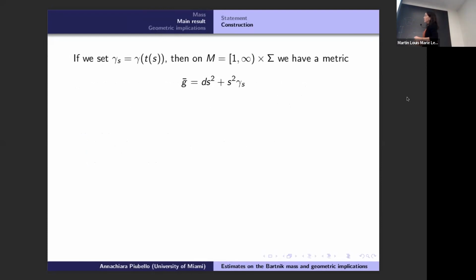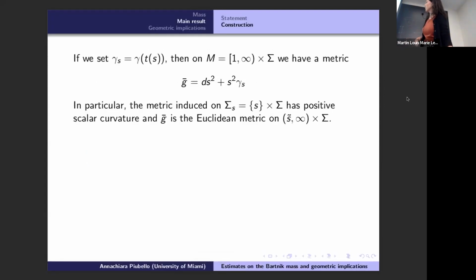Now we can define this metric gamma s to be gamma of t of s, and then we can define a metric on 1 to infinity cross sigma to be this g bar metric here. And an interesting feature of this is that, remember, when s is bigger than s tilde, t of s is identically 1, right? So gamma s is gamma of t of s, so when s is bigger than s tilde, this is just gamma of 1. But our path of metrics is connecting to the standard round metric, right? That means that for s bigger than s tilde, this is just the Euclidean metric.